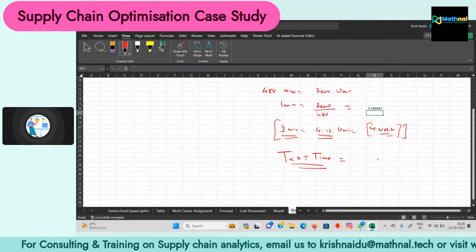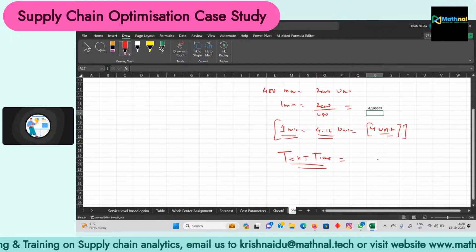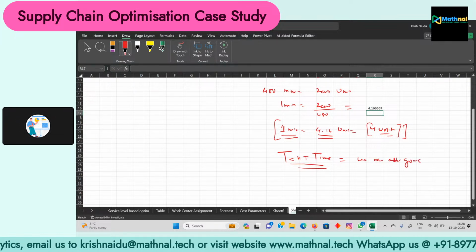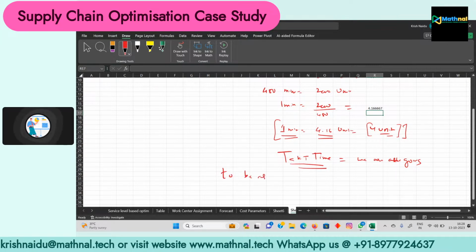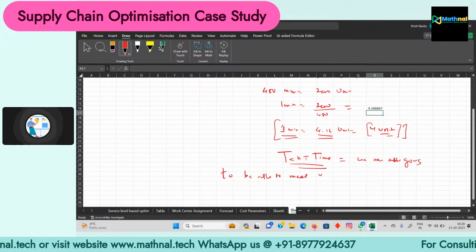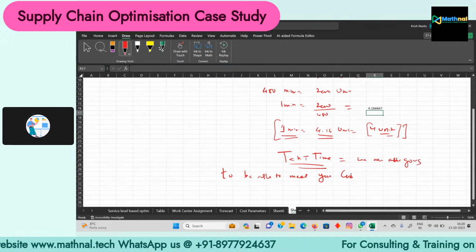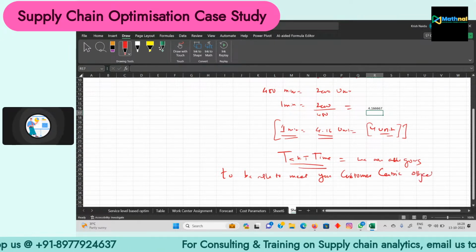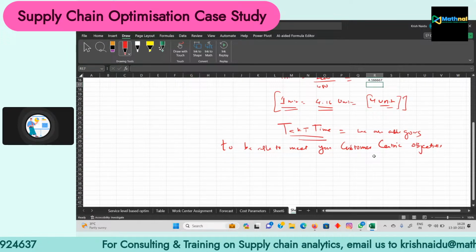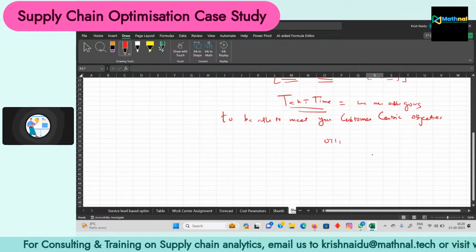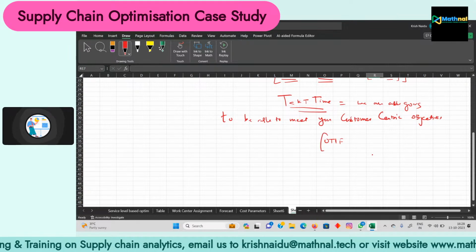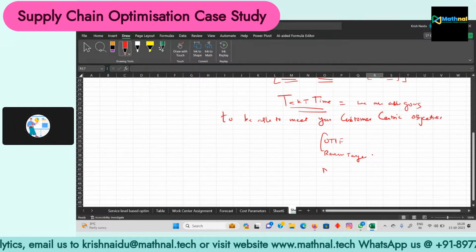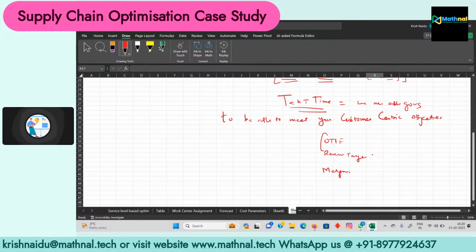So if you produce 4 units in 1 minute, right, we are going to be able to meet our customer-centric objectives. What are the customer-centric objectives? We have already discussed that, like on-time delivery in full, right? So that's a major customer-centric one. Another is the revenue targets, right? Your margin targets. Those things you can service level.